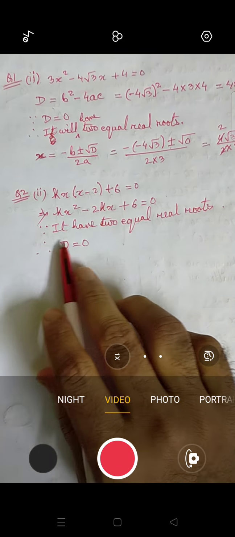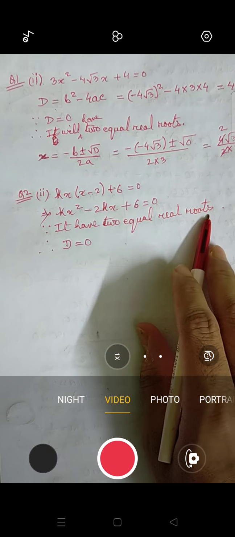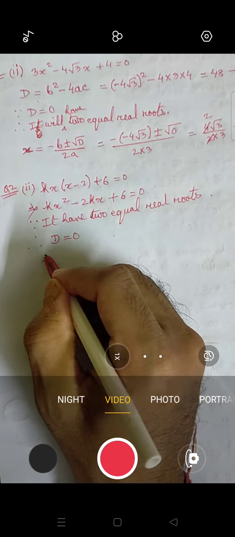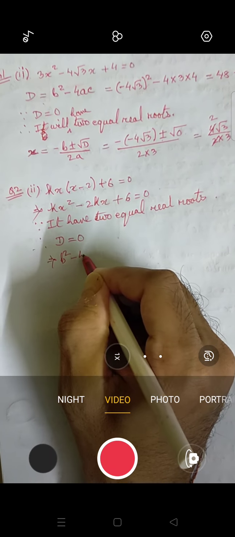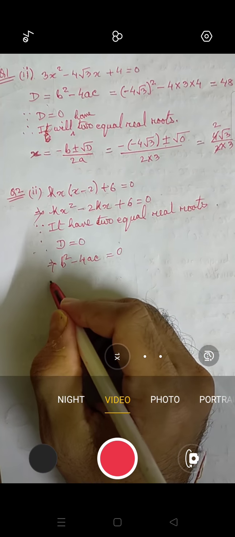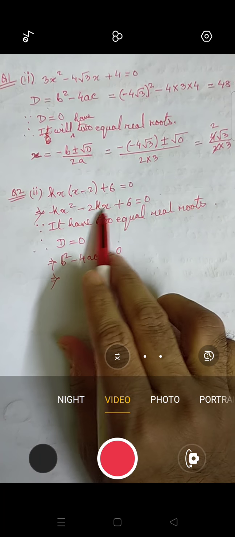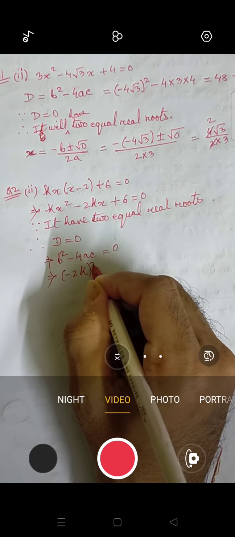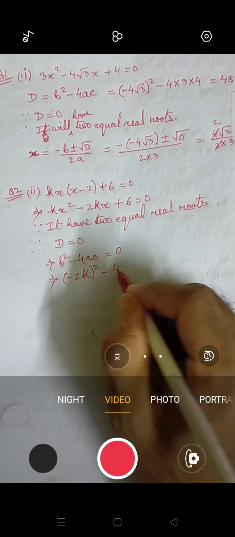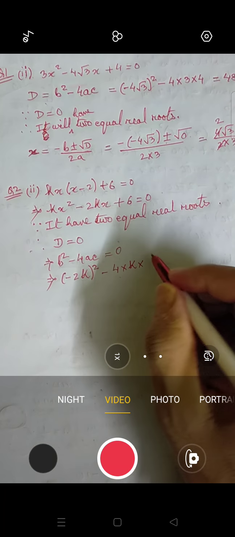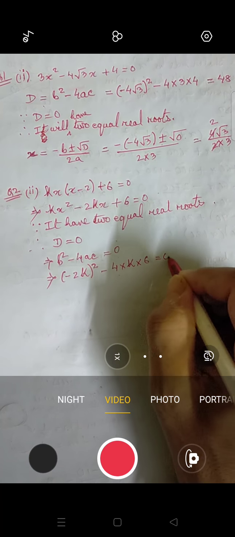You have to understand all these things, okay? It is given that it has two equal real roots. So therefore d equals to 0. Now you know that d equals to b square minus 4ac equals to 0. Now what is b? You can see this is the b. So b is minus 2k whole square minus 4. What is a? k. What is c? 6 equals to 0. Any problem?